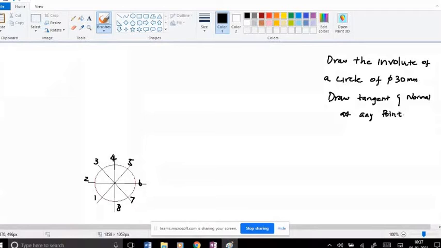So I am going to assume that at point 8 the string is tight. So from there I need to make a horizontal line. What should be the length of the line? Because if I completely unbound the string, what will be the length of the string? Circumference.